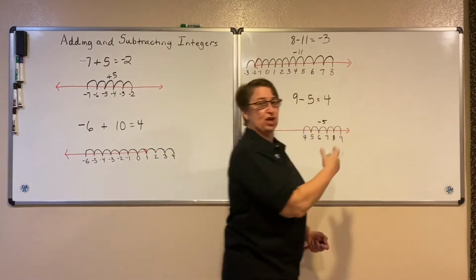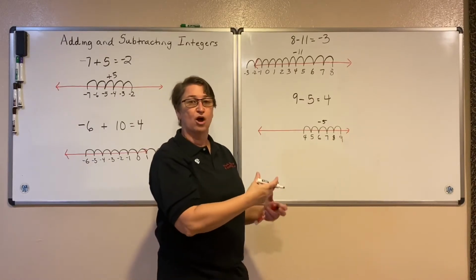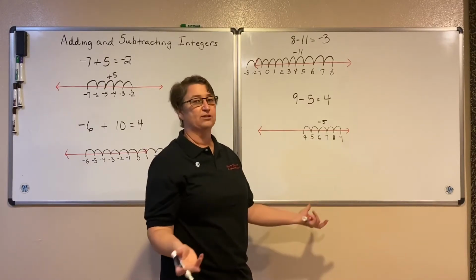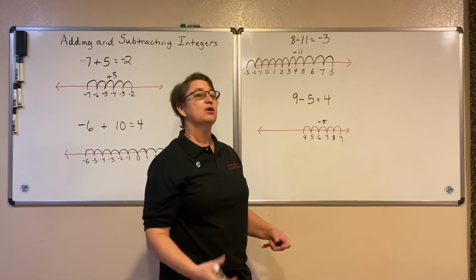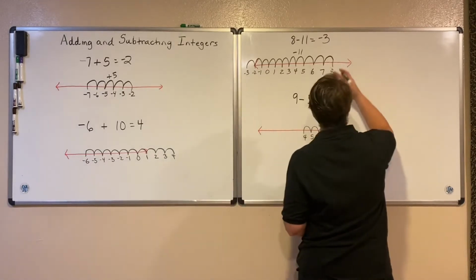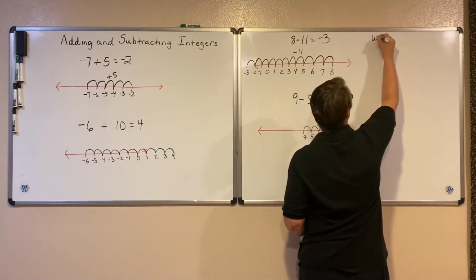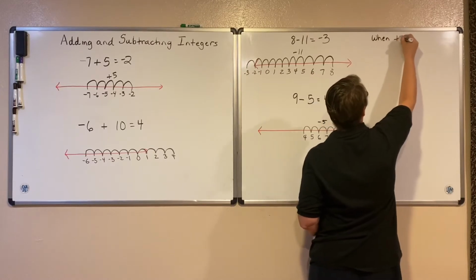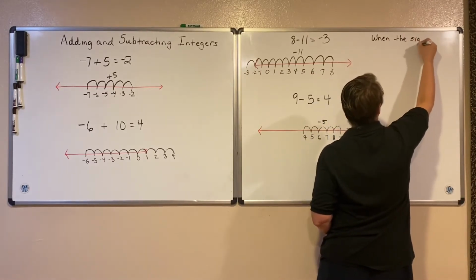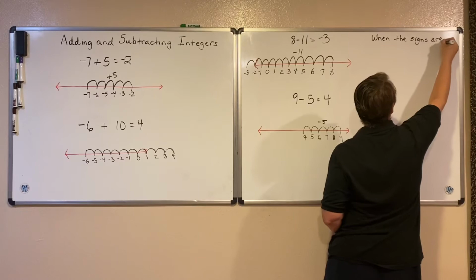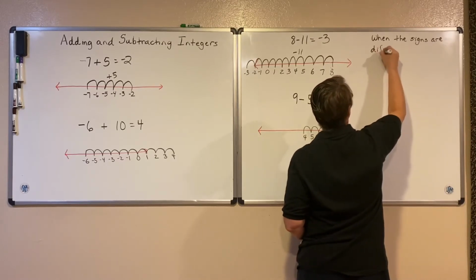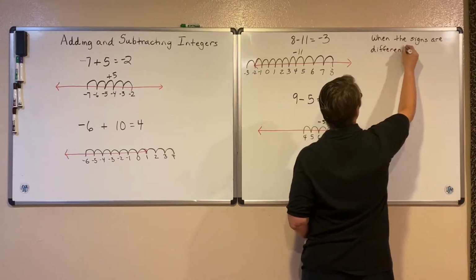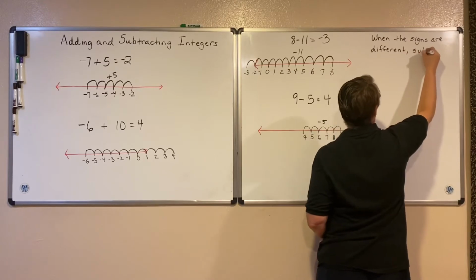You can always just use the number line. Drawing the number line is a great way to just solve these problems. But eventually you'll see the pattern that when the signs are different, we simply subtract.